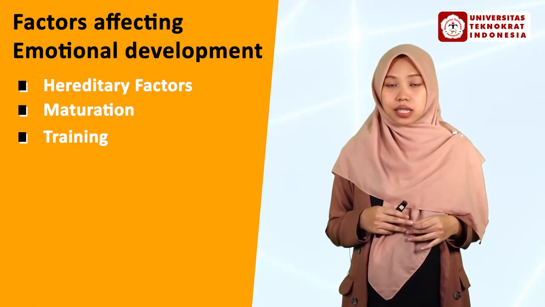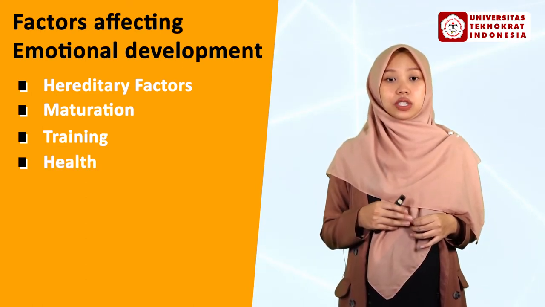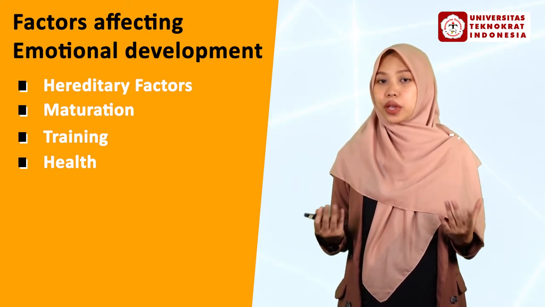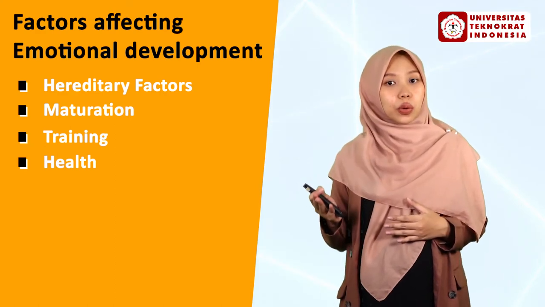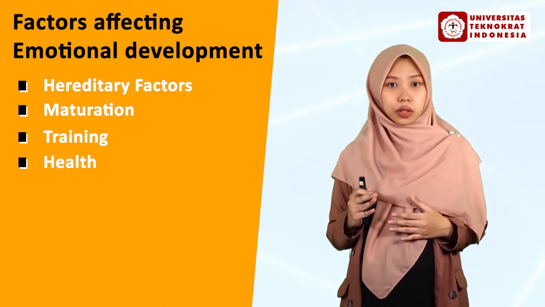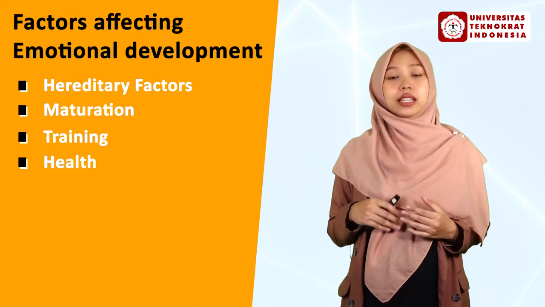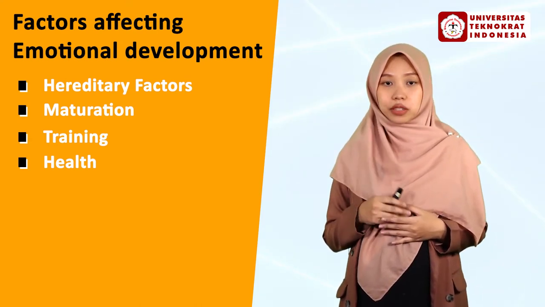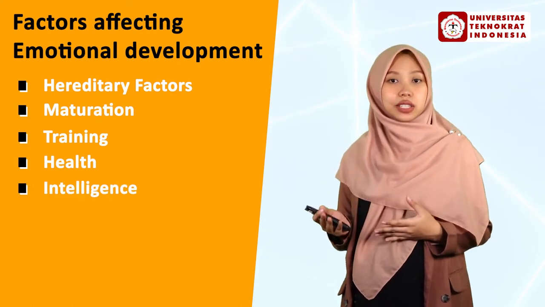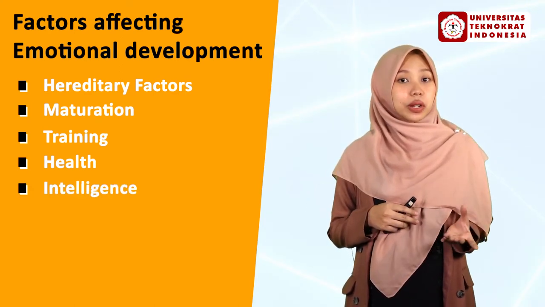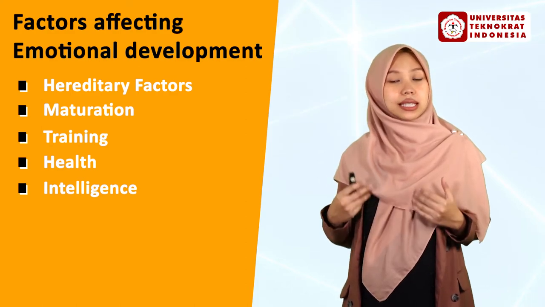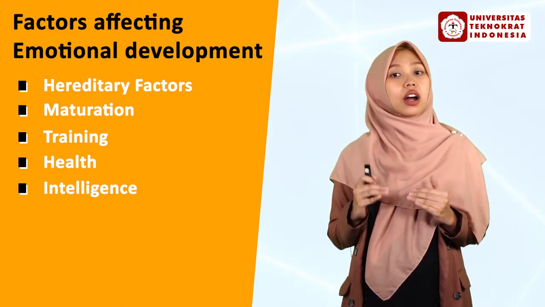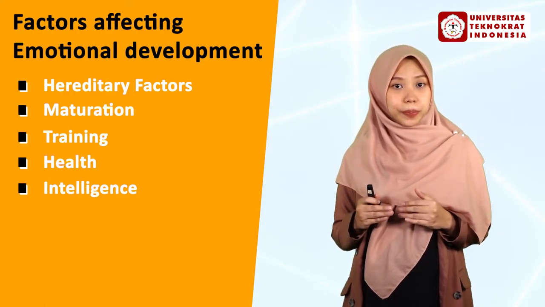The next factor is health. Children with sound health are able to control their emotions in a better way, and children who are weak remain irritable, easily excitable, and emotionally unstable. The next factor, number 5, is intelligence. Children who are intelligent are emotionally stable. Children with low intelligence quotients are emotionally unstable.